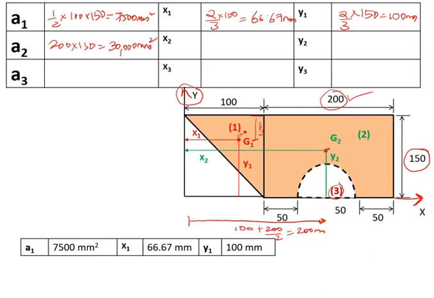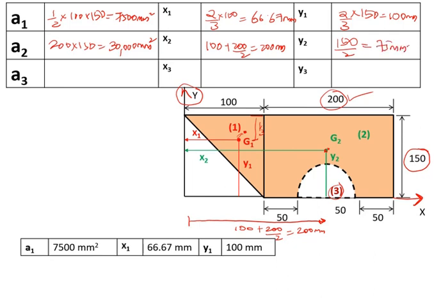Similarly, x2 you will get as 100 plus 200 by 2, that is 200, and y2 is common, that is h by 2, that is 150 by 2, you will get it as 75 mm. So that is the second one.